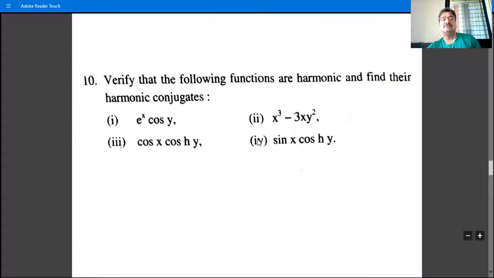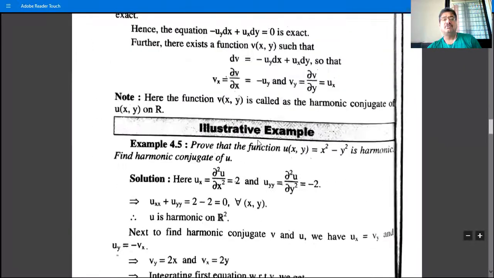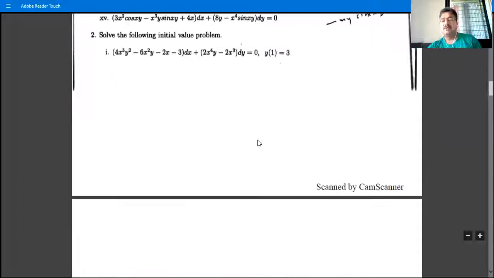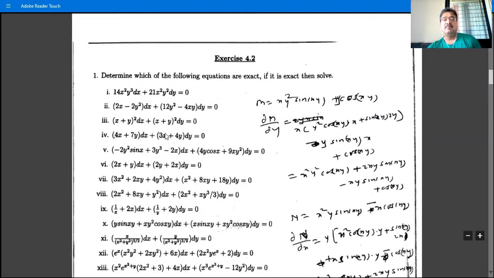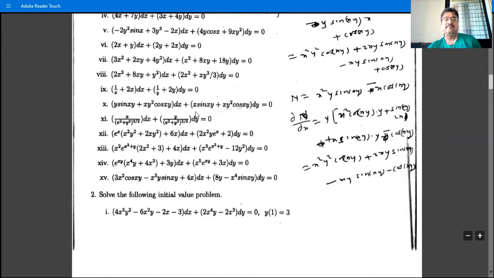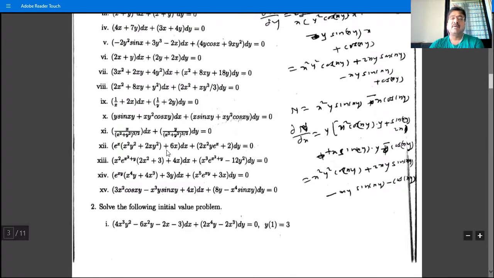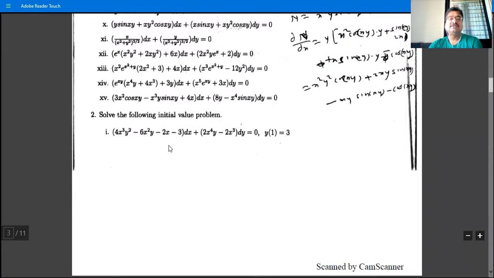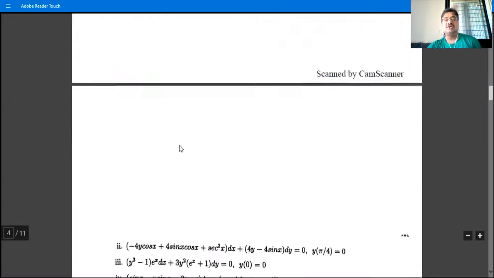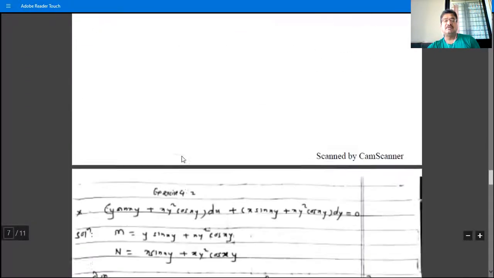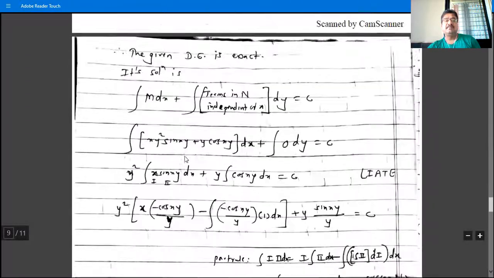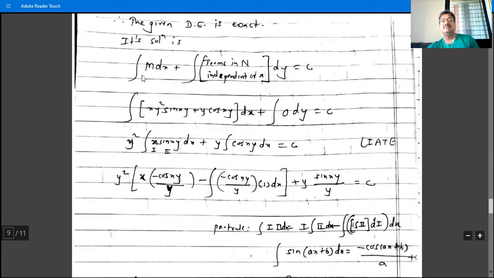Next problem is the next type of problem. So solve all the remaining problems of this type. Same method: first write M and N, and then find ∂M/∂y and ∂N/∂x. Both are the same. Then find the general solution of the given differential equation by using this formula. This is the formula to obtain the general solution.